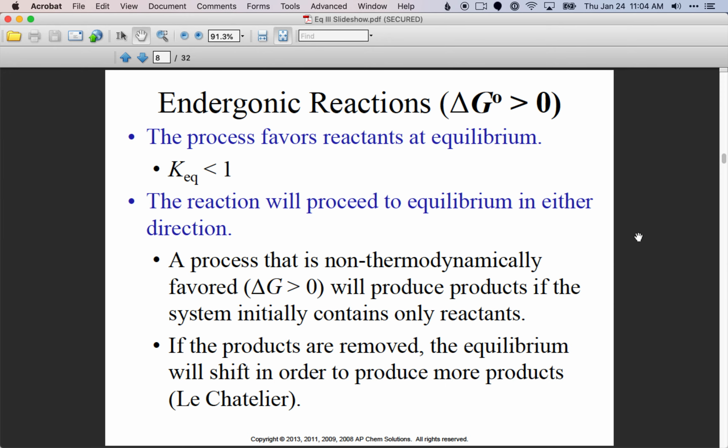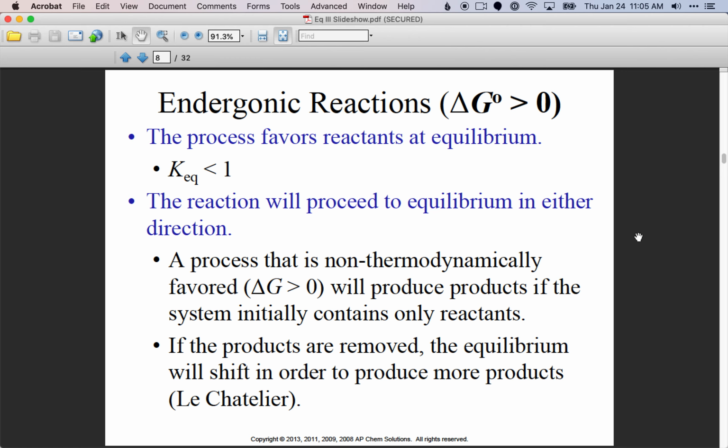So what does that mean? That means that in this reaction, and this is the opposite of exergonic, this is endergonic, so it's taking in energy. And in this situation, it favors the reactants, so the concentration of the reactants is going to be higher than the product.